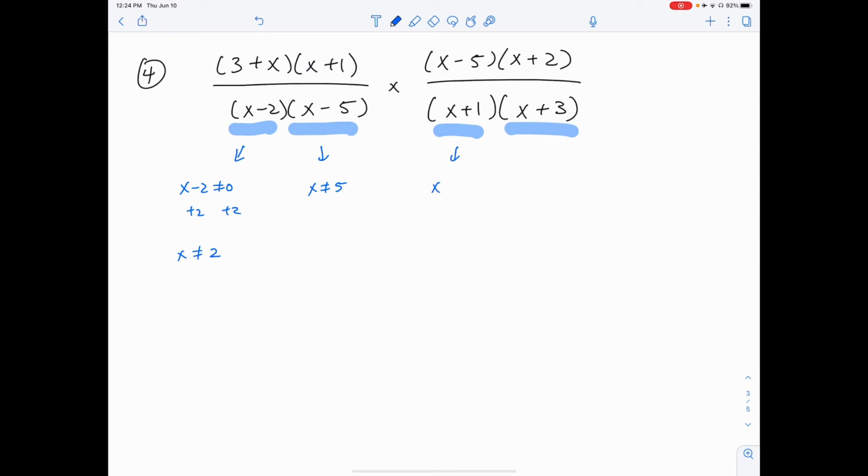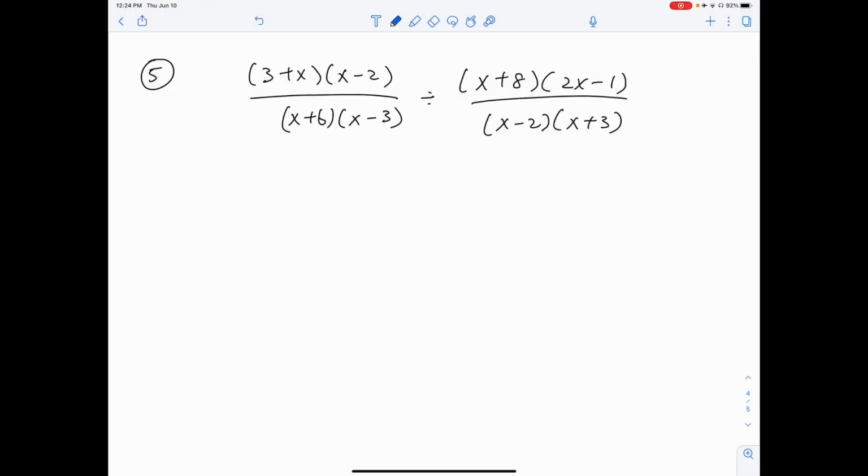And the next one would be x cannot be -1, and the last one is x cannot be -3. Now, some teachers will require you to list them out from smallest to biggest. So in this case, you then say NPVs would be that x cannot be, and you can write out a list. The smallest one was -3, then -1, then 2, then 5. That would be the NPVs for this one here.